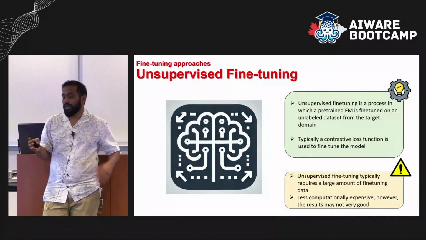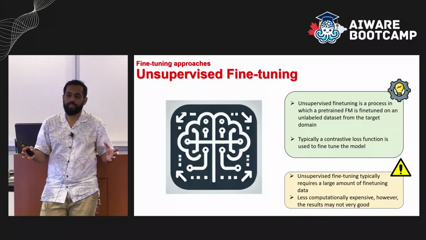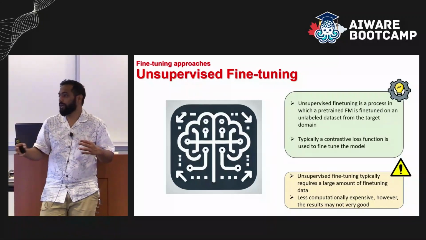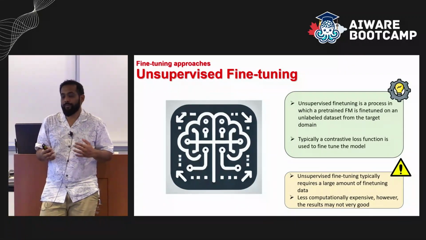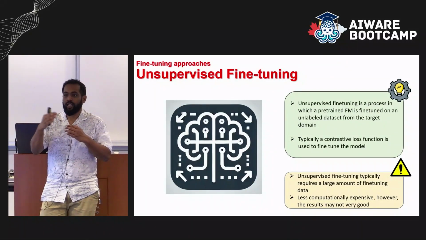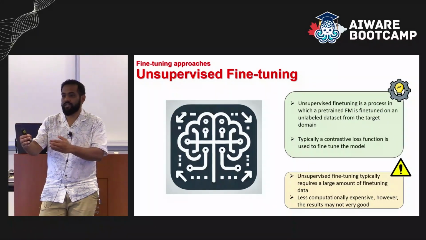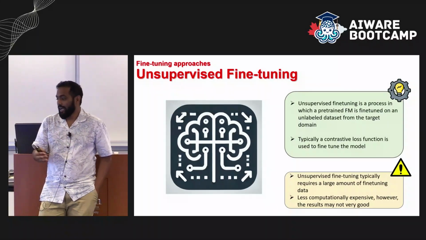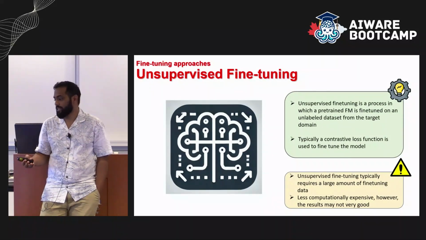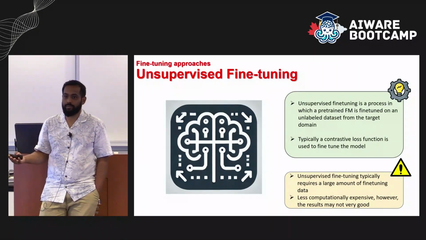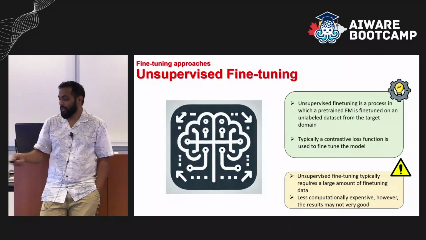But unsupervised fine tuning is similar to traditional unsupervised learning, where there is just no labeled data. You just fine tune it on data that you think is more specific for your task. Typically, it uses a contrastive loss function to minimize the loss with the task-specific data that is provided. And for success of unsupervised fine-tuning, typically larger amounts of task-specific data are needed, and it's computationally expensive. However, computationally not very expensive. I have it wrong there, but the results may not be very good.